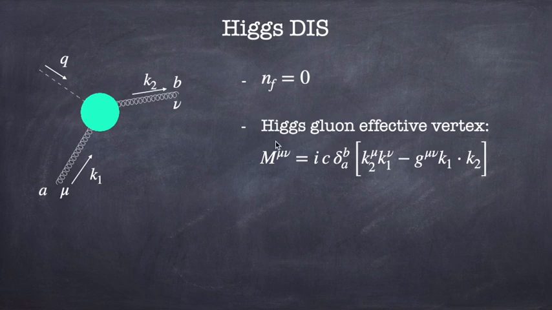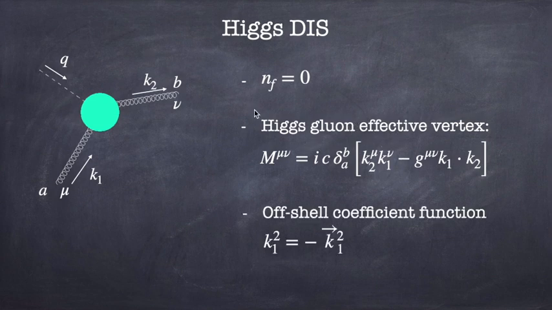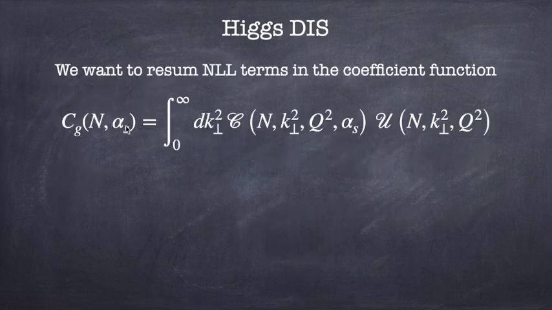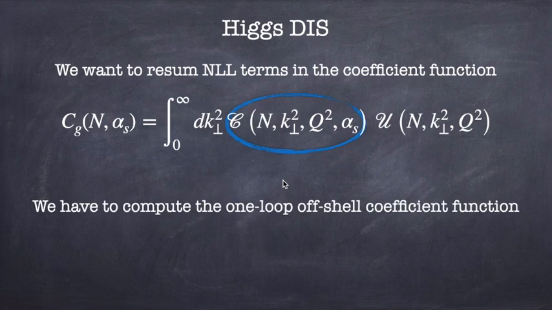Because of the fact that the Higgs doesn't directly couple with the gluon, we had to use this effective vertex. And then we want to compute the off-shell coefficient function, and so we had to assign to k1, that is the momentum of the incoming gluon, a virtuality, and we did it in this way. As I said before, we want to compute the resummed coefficient function up to next to leading log, and so we have to compute the off-shell coefficient function at one loop.